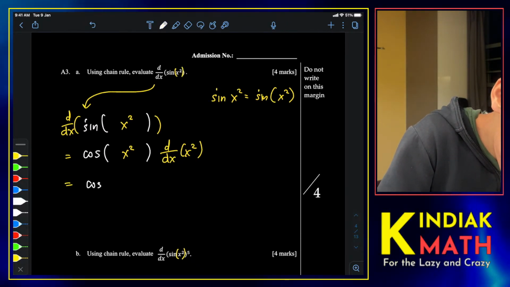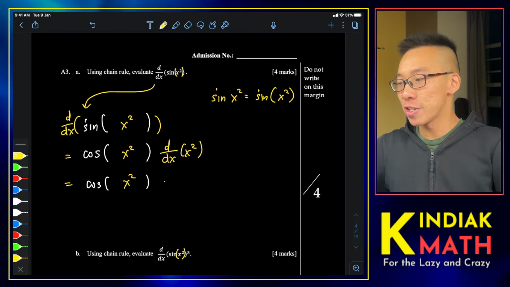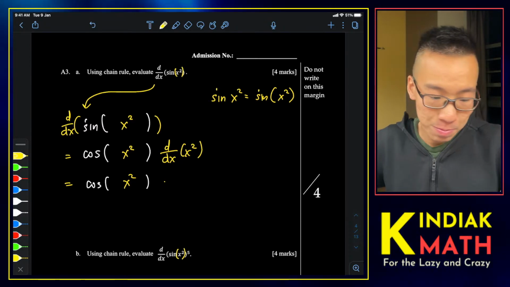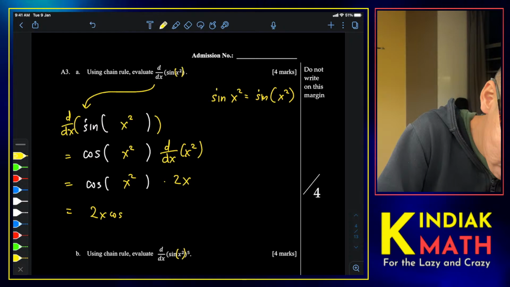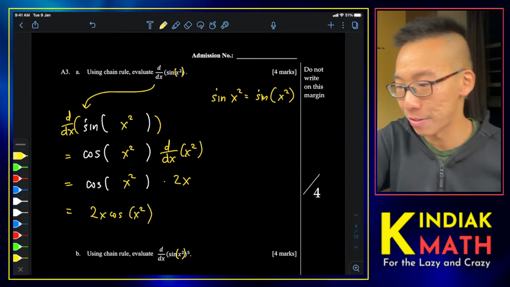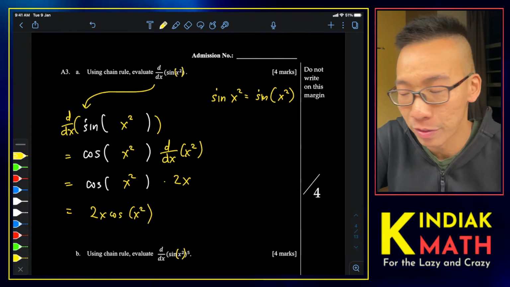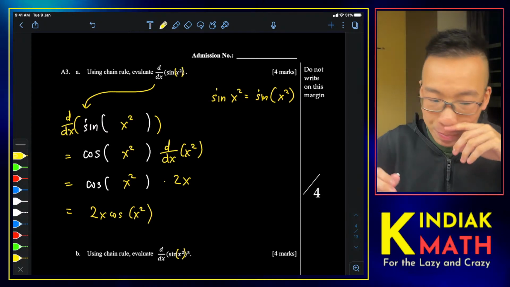So this will be cosine of x squared. And we're going to differentiate x squared to get 2x. Like this. So let's just simplify it very nicely right there. Alright, so there's a quick review of the chain rule, which refers to differentiating layer by layer.